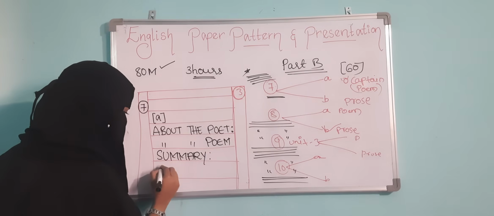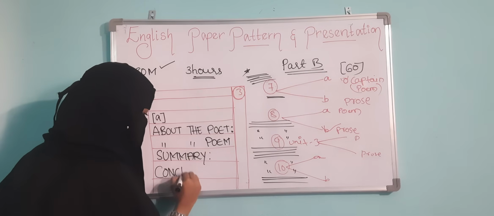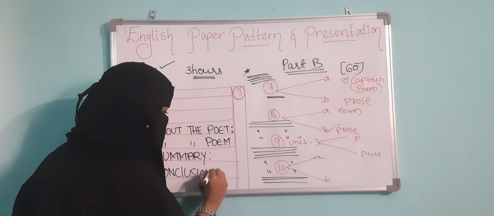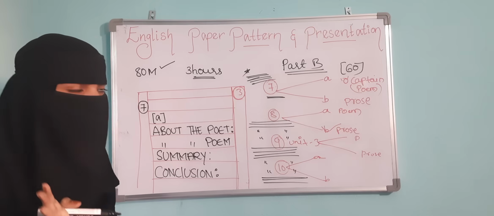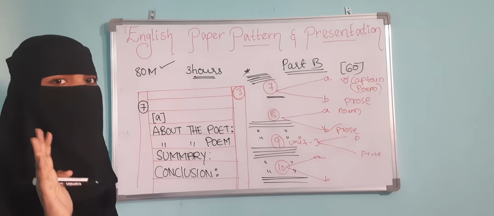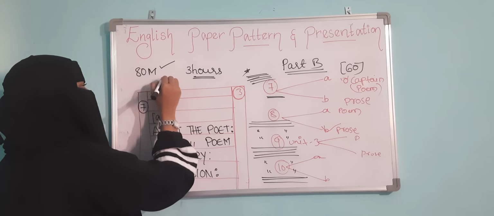Okay, after summary, what will it be, ma? Conclusion. Now most of the students have a doubt about how many sides they have to write for the summary. Right? You have a doubt how many sides you have to write. At least 3 sides is a must.